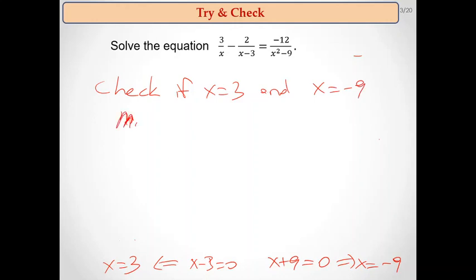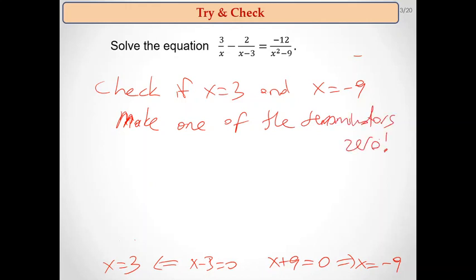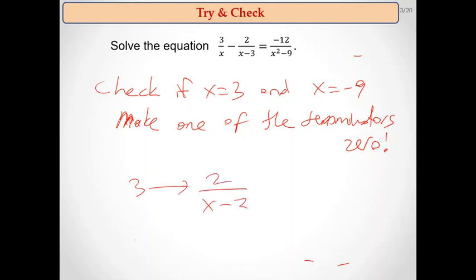Make one of the denominators zero. So let's check this one. So when you put 3 here, obviously 3 makes a problem here and here. There's a problem because this makes it 0. 3 makes it 0.